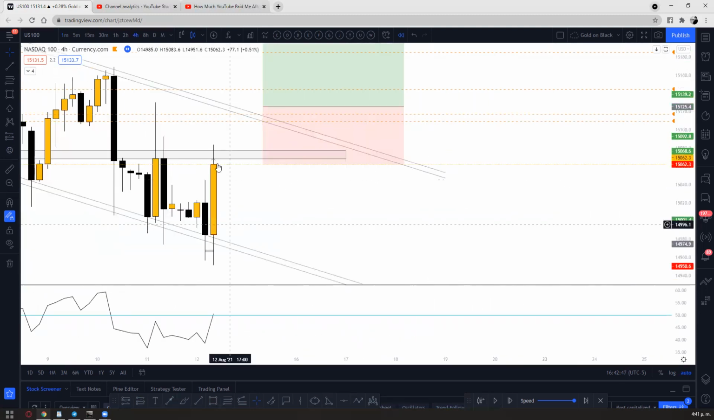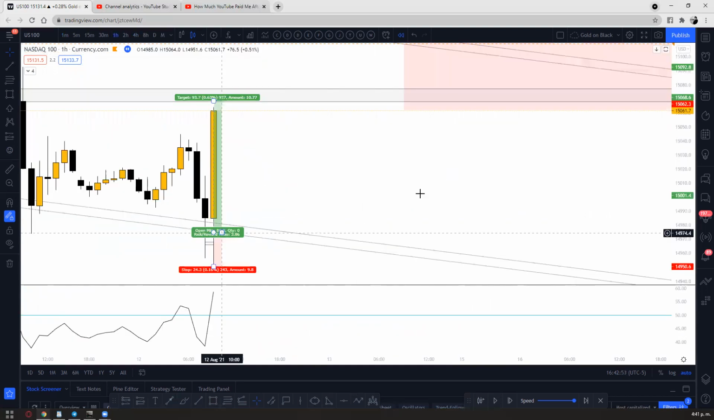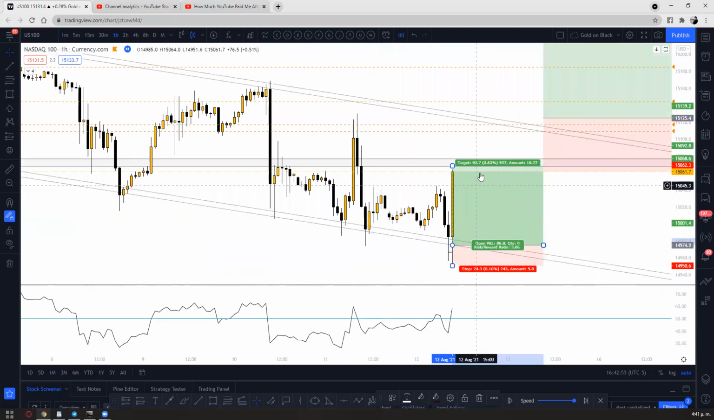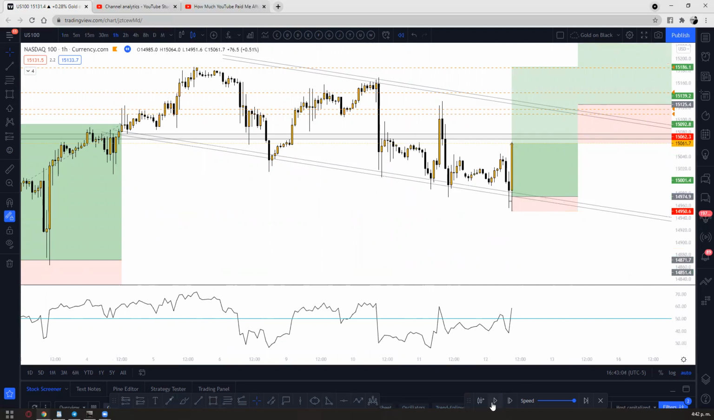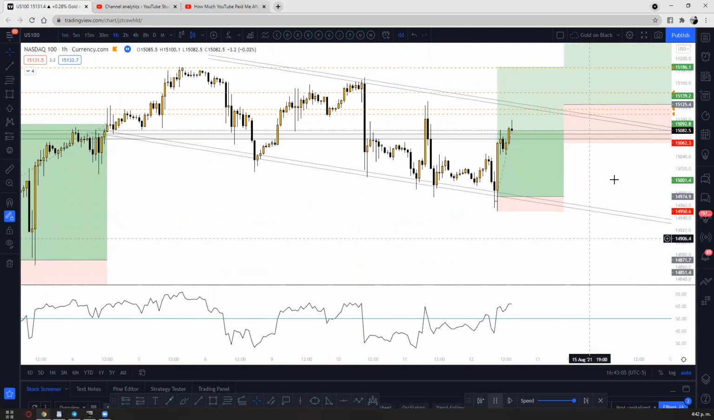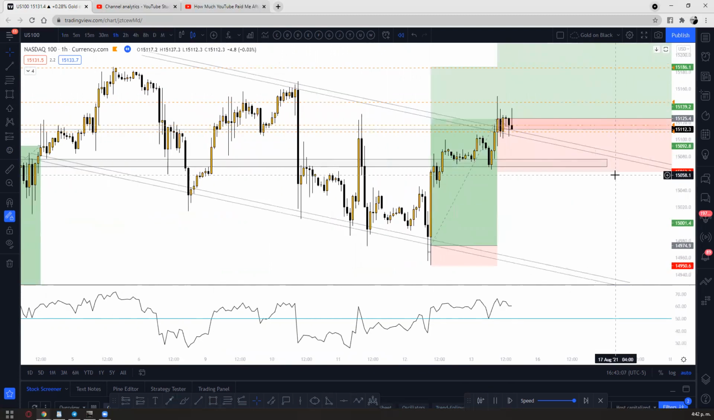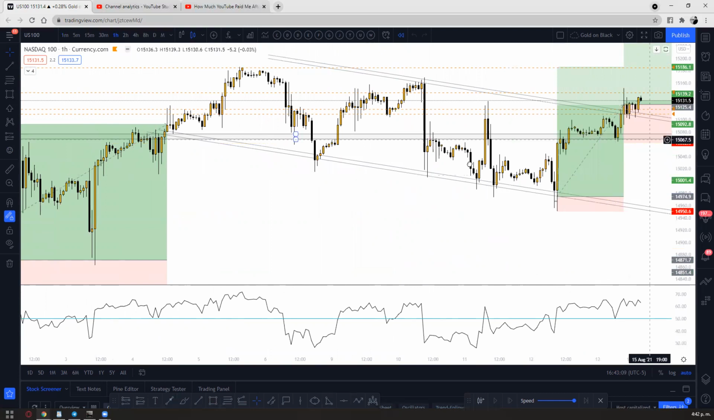I already closed it. Where is it? Oh, 1 second. This is too small. Right there. Okay. So I was aiming actually this high, this previous high. And the price right now is just breaking the channel. So I closed this one and entered a new one. So I took my profits with this one.